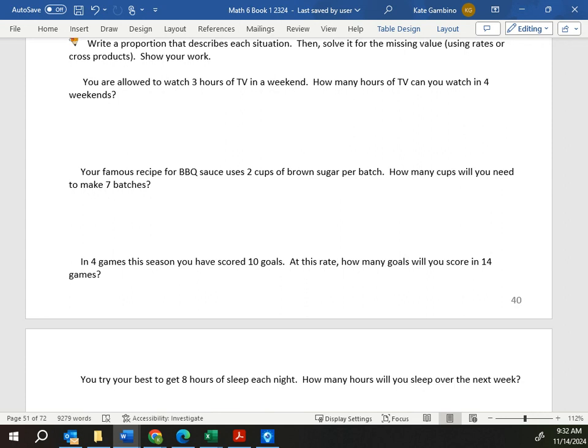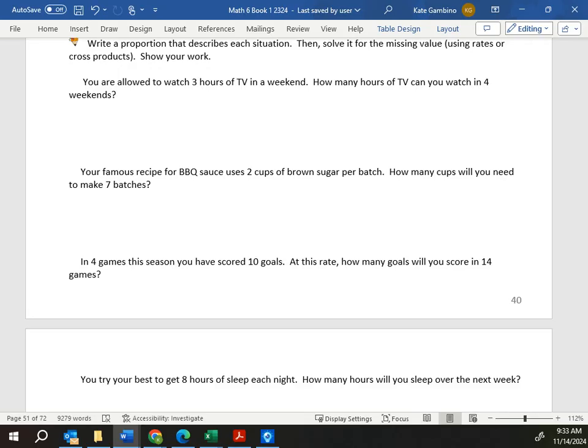So our first one says, you are allowed to watch 3 hours of TV in one weekend. It doesn't have the number 1 there, but it says a weekend. So when it says a weekend, we know it's 1 weekend.